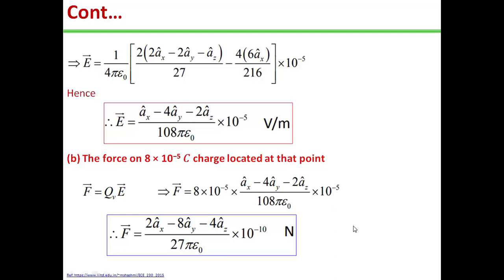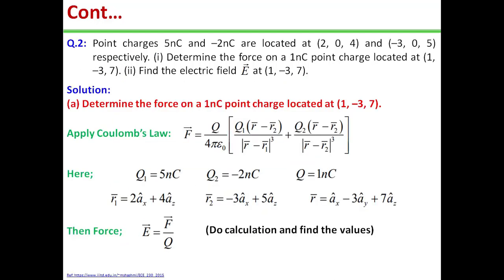And the next question is: point charges of 5 nanocoulomb and -2 nanocoulomb are located at (2, 0, 4) and (-3, 0, 5) respectively. Determine the force on a 1 nanocoulomb point charge located at (1, -3, 7). Also find the electric field at (1, -3, 7).